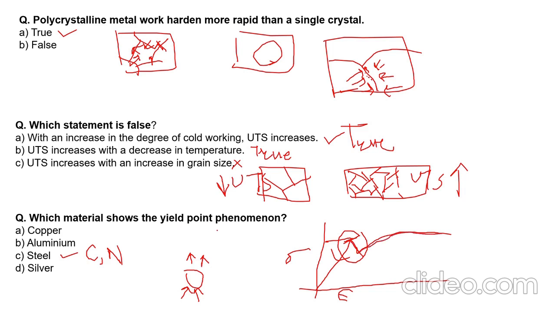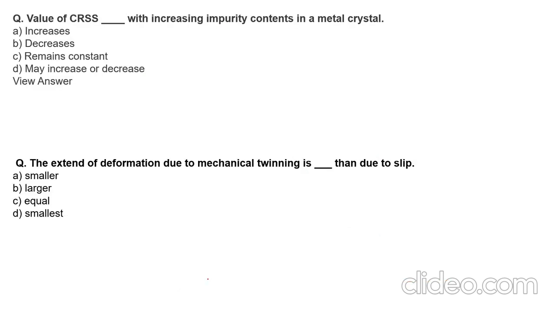So this yield point phenomenon only occurs because there are some additional atoms present inside the material that will hamper the dislocation movement, and as a result you will have two yield points, one upper and one lower yield point. Okay.